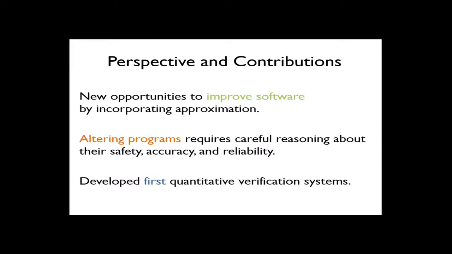Now, to wrap up, I just want to go over my perspective and contributions. The perspective is that there really are new opportunities here to improve software by incorporating approximation. Again, we've seen this for performance and power consumption, but even for resilience, in having programs that don't fail. But altering the behavior of programs is really tricky. It requires really careful reasoning, because this may jeopardize the safety or a variety of different properties that we really care about. But what I've talked about today are some of the first systems for verifying quantitative properties: we can quantify how different the behaviors in our programs are and verify that they'll still satisfy these properties. Well, that's the end of the talk, and I'd be very happy to take any additional questions.